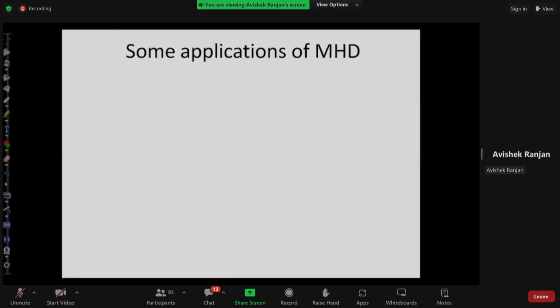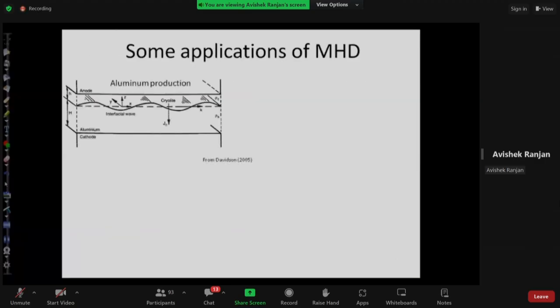Now some applications of MHD. Some engineering applications first. Aluminum production: as you are aware, the cost of aluminum got reduced drastically because of the famous Hall-Héroult process, in which a large amount of current is passed between these two layers. Essentially cryolite is the aluminum ore, and the pure aluminum drops because of being heavier, right? And there is a liquid-liquid interface here.